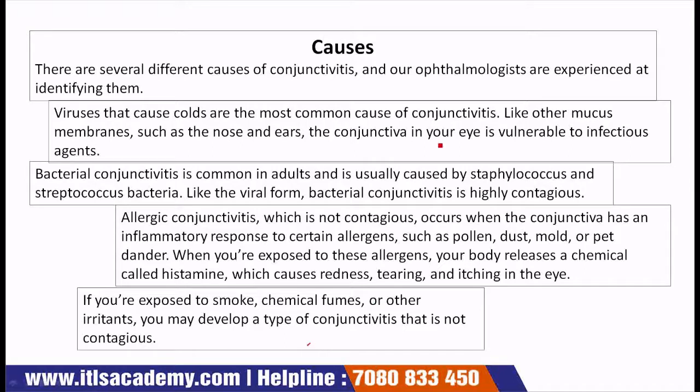Next point is, if you are exposed to smoke, chemical fumes, or other irritants, you may develop a type of conjunctivitis that is not contagious. Common eye irritants include second-hand cigarette smoke, smoke from a fireplace or a wood-burning stove, and chlorine. Symptoms include redness, burning, pain, and tears.